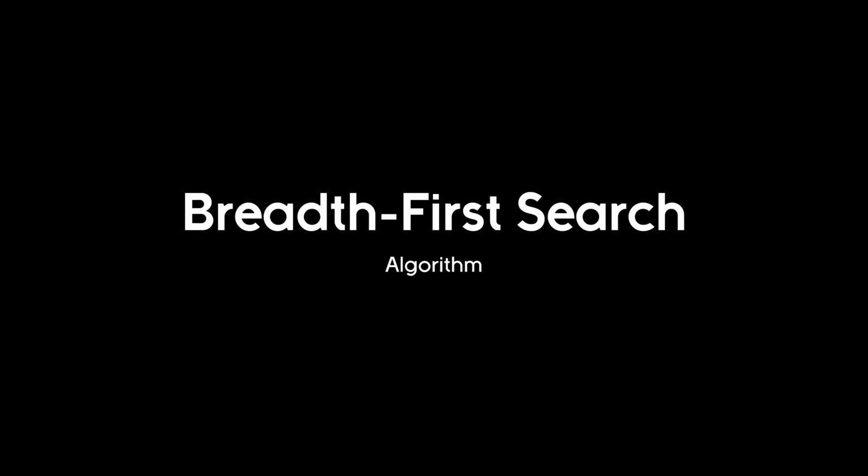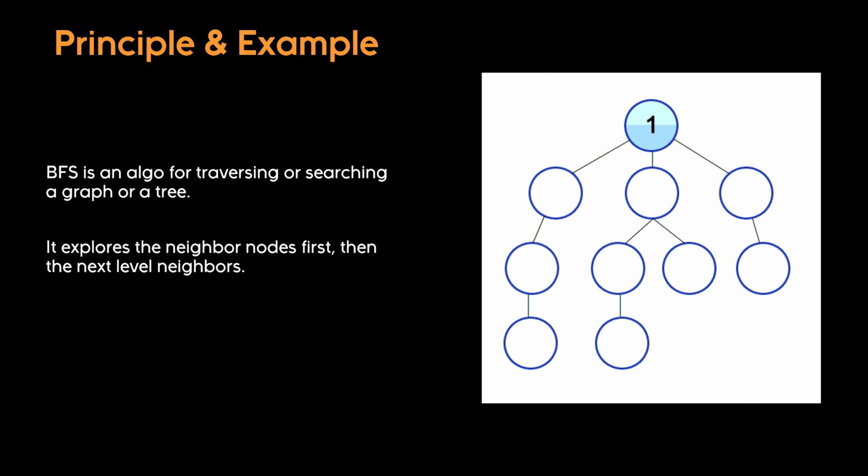Breadth first search algorithm. Principle and example. Breadth first search is an algorithm for traversing or searching a graph or a tree. It explores the neighbor nodes first, then the next level neighbors. On this animation, you can see the exploration order of the nodes.